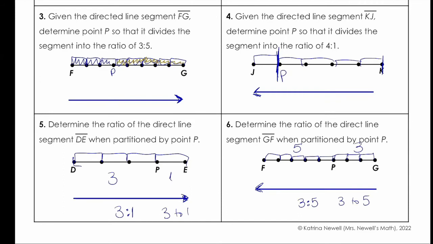What if I flip it? What if I ask the ratio from F to G? How would that have changed it? 5 to 3. Now it would become 5 to 3. So the order that this is written is going to matter. Are there any questions before we move on to doing this algebraically?